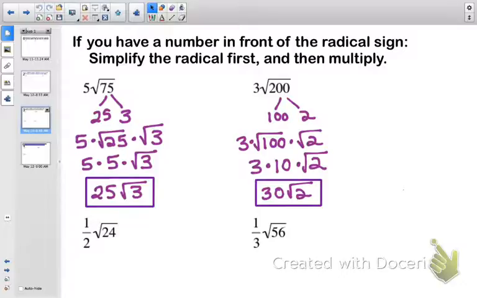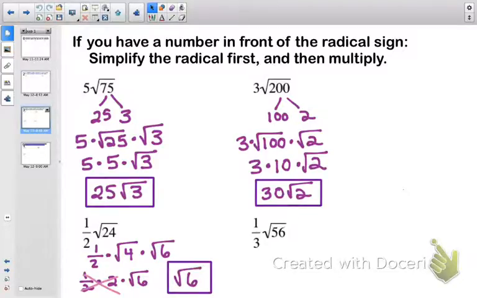Same thing happens with fractions, no different than any other number. So write that as 1/2 times the square root of 4 times the square root of 6. 4 is the biggest perfect square that goes into 24. Then we can simplify the square root of 4 to get 2. And then the 1/2 and the 2, because they're reciprocals of each other, they just cancel each other out. So our answer is simply root 6.